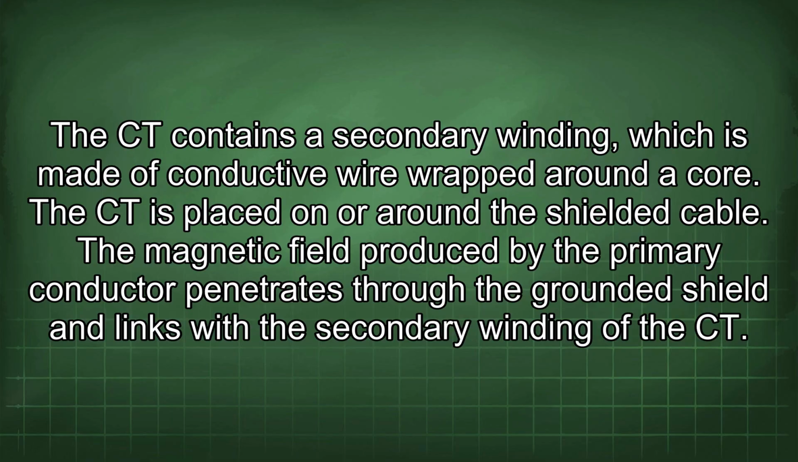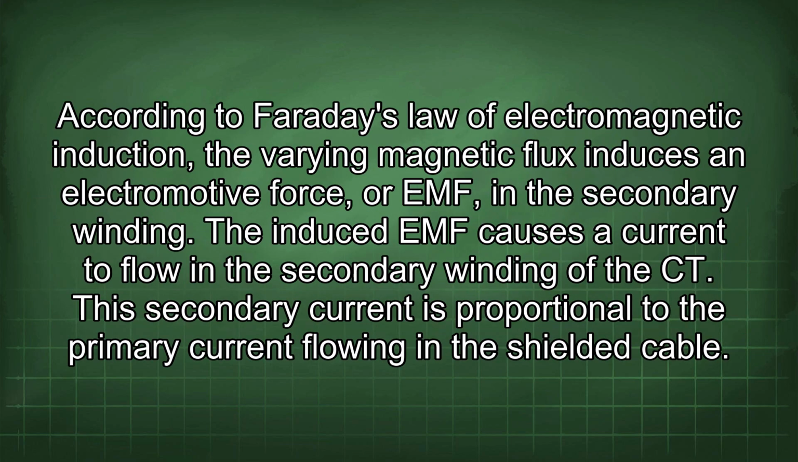The magnetic field produced by the primary conductor penetrates through the grounded shield and links with the secondary winding of the CT. According to Faraday's law of electromagnetic induction, the varying magnetic flux induces an electromotive force, or EMF, in the secondary winding. The induced EMF causes a current to flow in the secondary winding of the CT. This secondary current is proportional to the primary current flowing in the shielded cable.